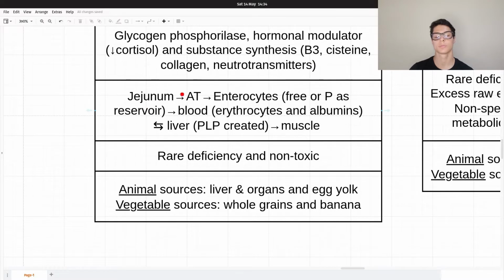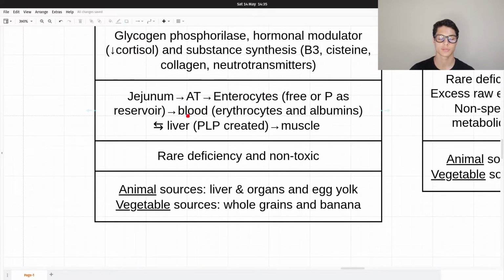From the jejunum, we absorb the vitamin via active transportation. They enter the enterocytes, and if there is vitamin B6 as free, like only pyridoxal, it can go to the blood. But if we have pyridoxal phosphate, then it will stay in the enterocytes as a reservoir.